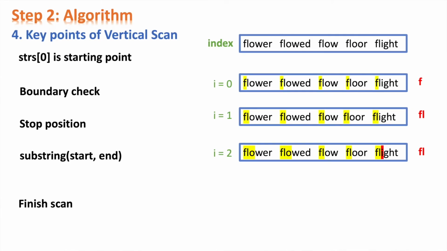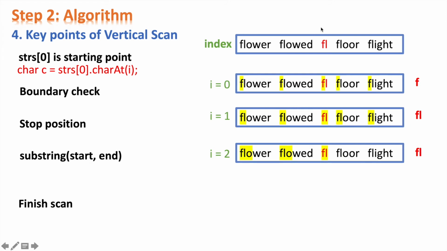Before we look at the code, here are a few key points I'd like to remind you. First, we use string 0 as a starting point, which means for each iteration, we will first get the character at index I of the string 0, and then compare it to the following strings. The second point is we need to do the boundary check.